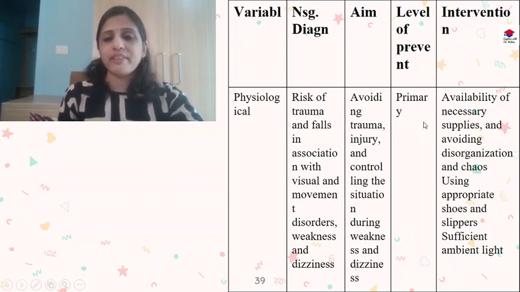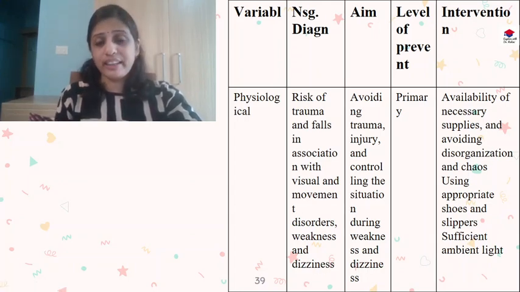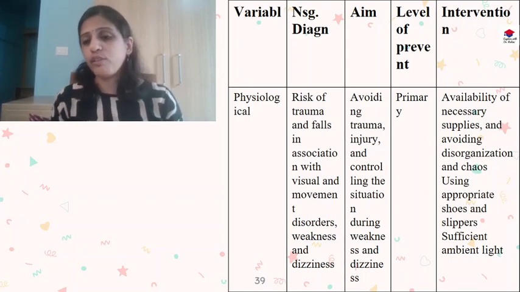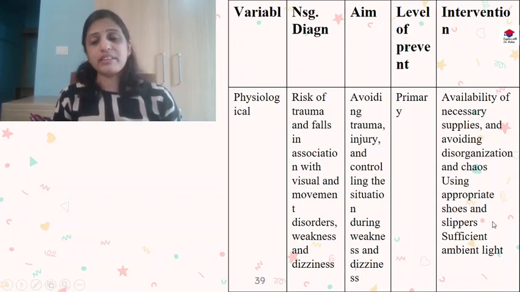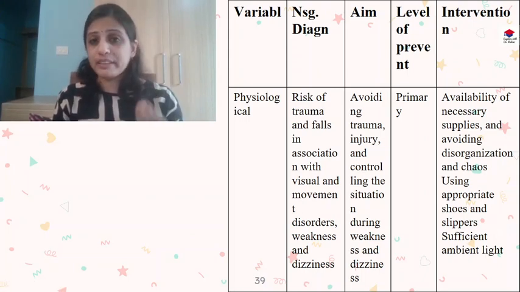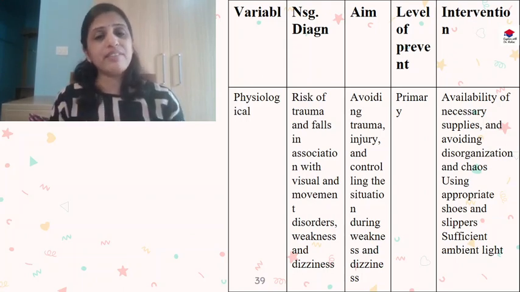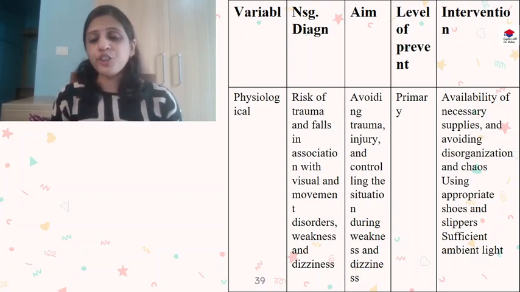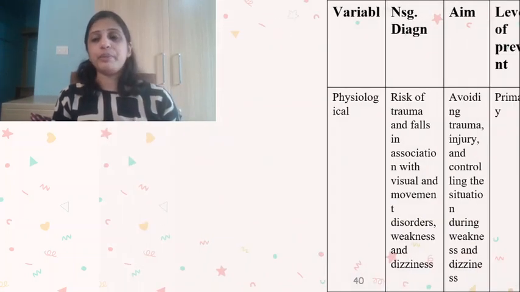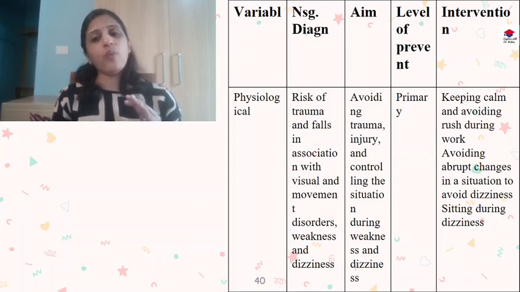So for this primary intervention, let us read what is written over there: availability of necessary supplies, avoiding any disorganization because the patient can tumble and fall, using appropriate shoes and slippers. It is very important that a person should wear shoes of proper size and proper grip. Otherwise, a person with vertigo, a person with muscle weakness can easily injure themselves. Sufficient light should be available. Keeping calm and avoiding rush during work. Avoiding abrupt changes in a situation to avoid dizziness.